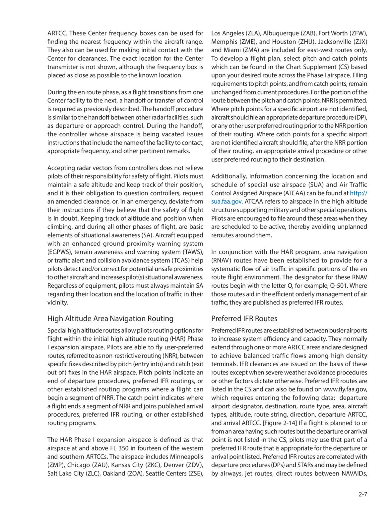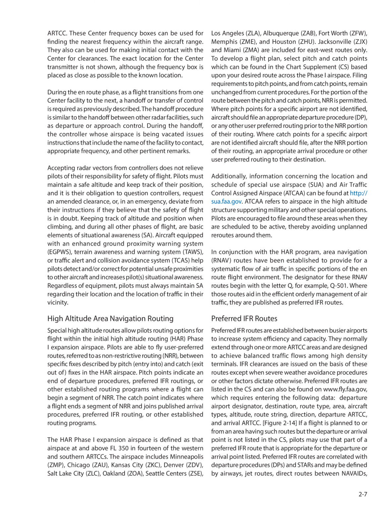The designator for these RNAV routes begins with the letter Q, for example, Q501. Where those routes aid in the efficient, orderly management of air traffic, they are published as preferred IFR routes. Preferred IFR routes are established between busier airports to increase system efficiency and capacity. They normally extend through one or more ARTCC areas and are designed to achieve balanced traffic flows among high-density terminals.